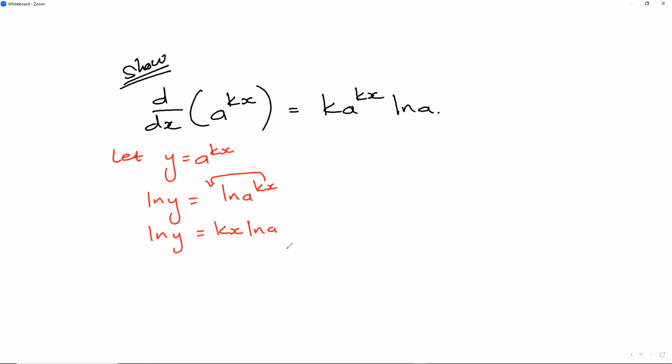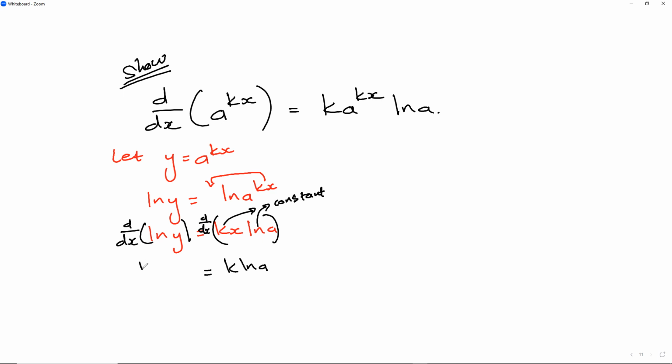The next thing I want to do is derive the entire function with respect to x. So this would be d dx, and this side would also be d dx. In this case, on the right-hand side, remember that over there is a constant. It's just a number, as well as k, just a number. So when I derive this, x will just simply disappear, leaving me with k ln a.